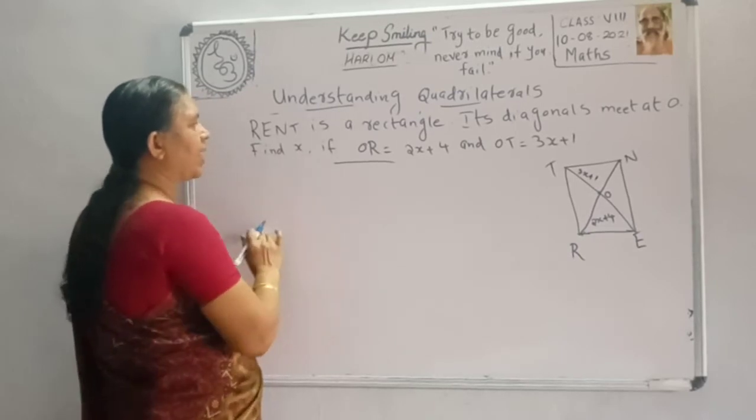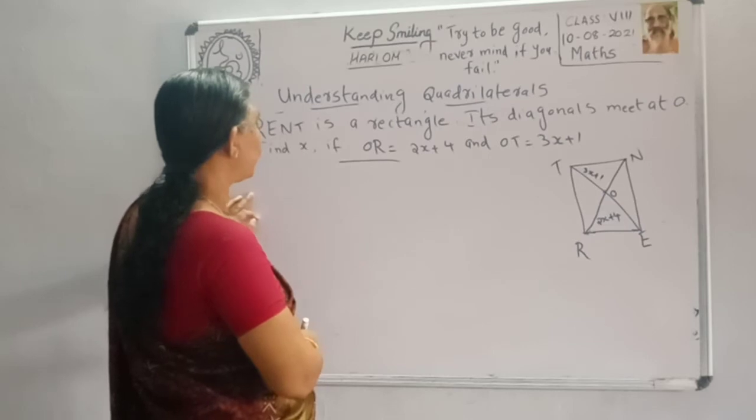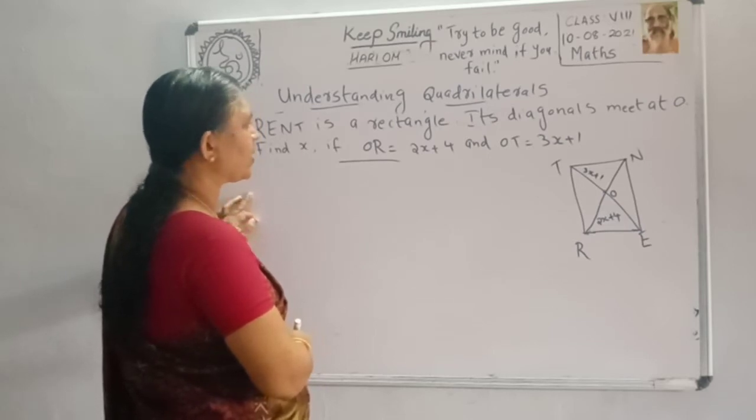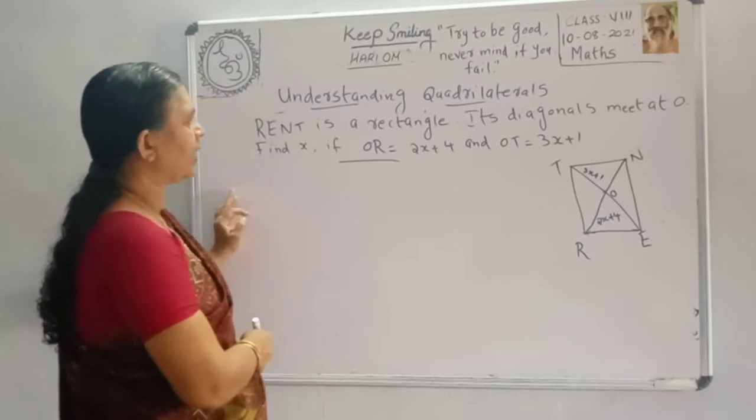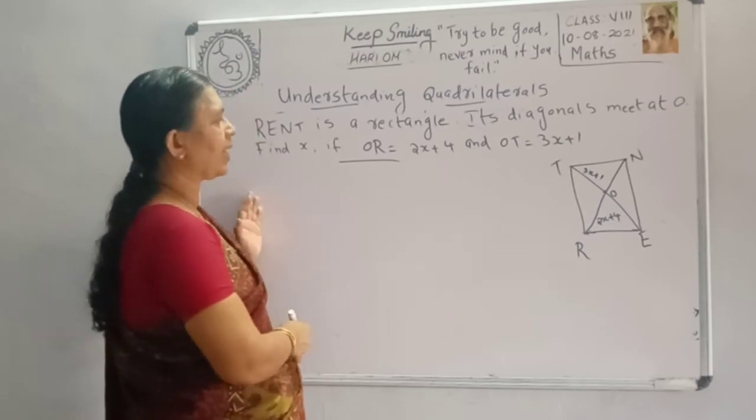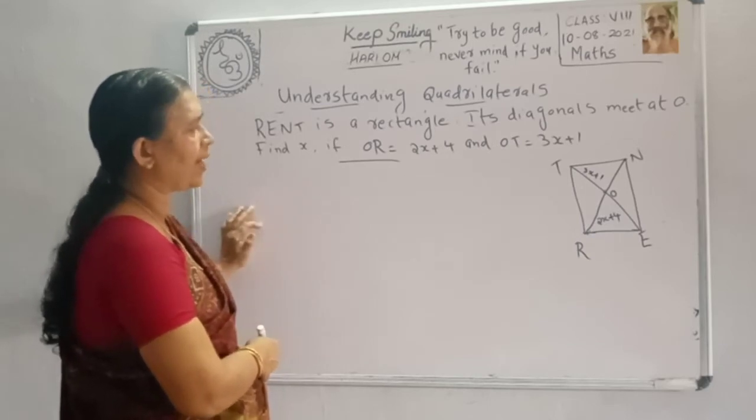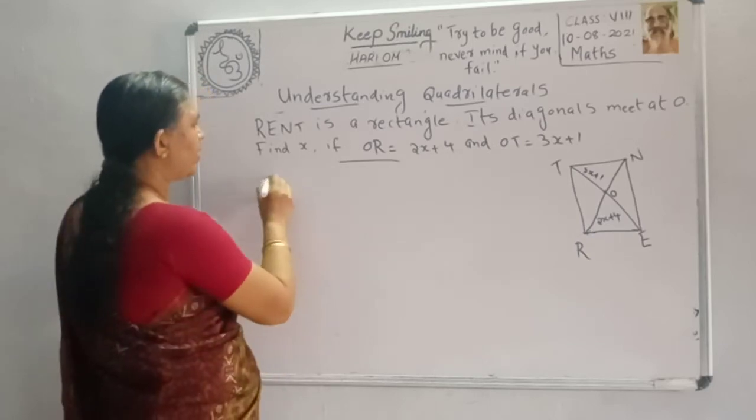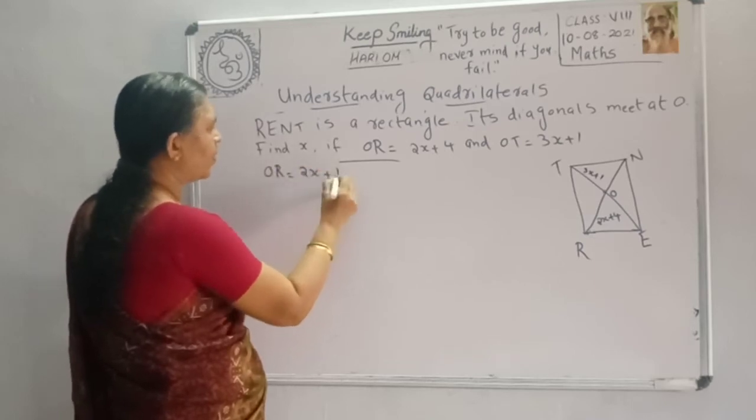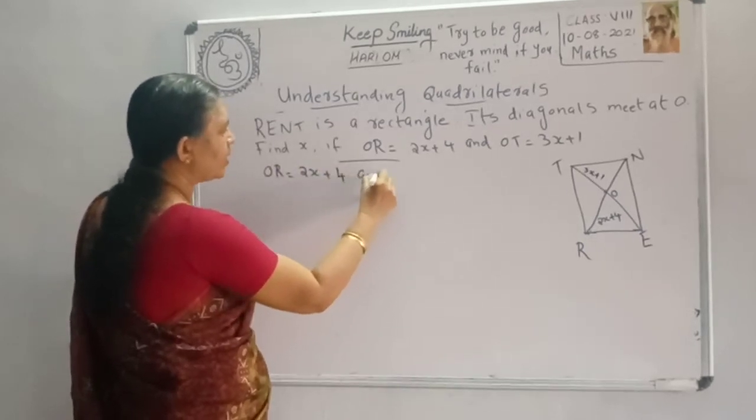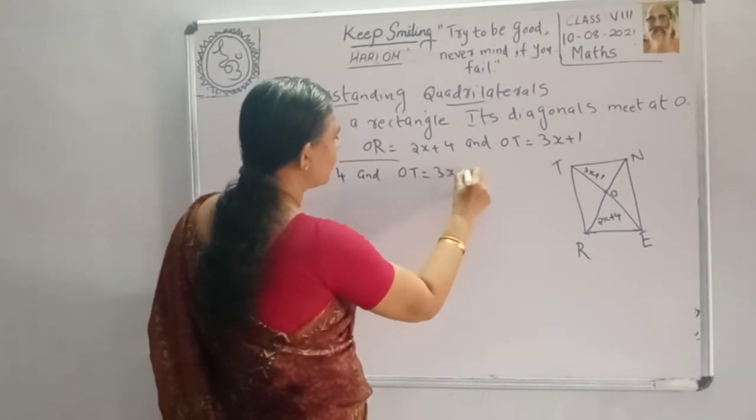Next question. RVND is a rectangle. Its diagonals meet at O. Find x if OR is equal to 2x plus 4 and OT is equal to 3x plus 1. We studied that in a rectangle, the diagonals are equal and they bisect each other. Therefore, OT and OR are equal.